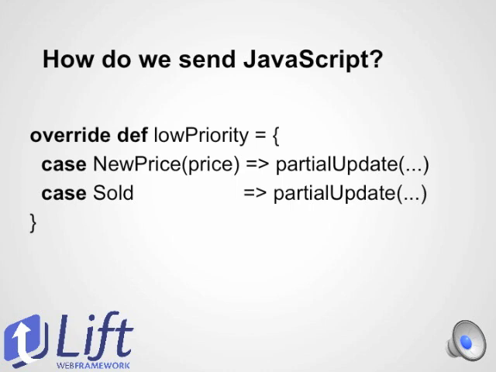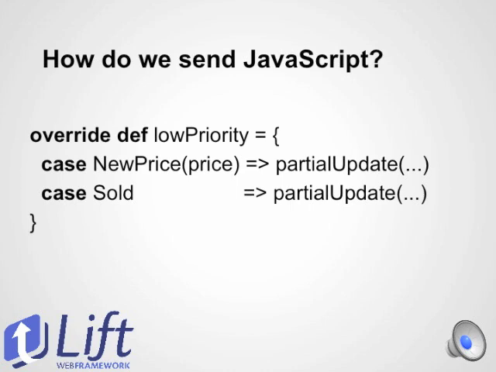And so in this example, this Comet actor waits for two messages. One is to update the price of an item, and the second message that I wait for is a case object, which is Sold. So whenever this Comet actor gets a message that this item was sold, it will send a different JavaScript to the browser, and will update the UI in a different way. And you can have as many case statements there as you need in your application.